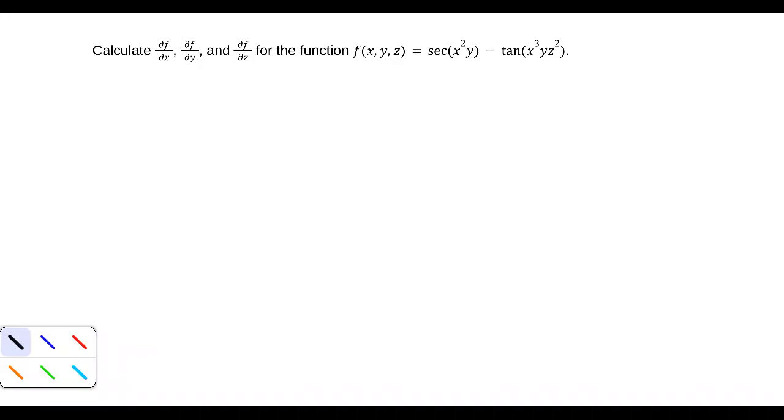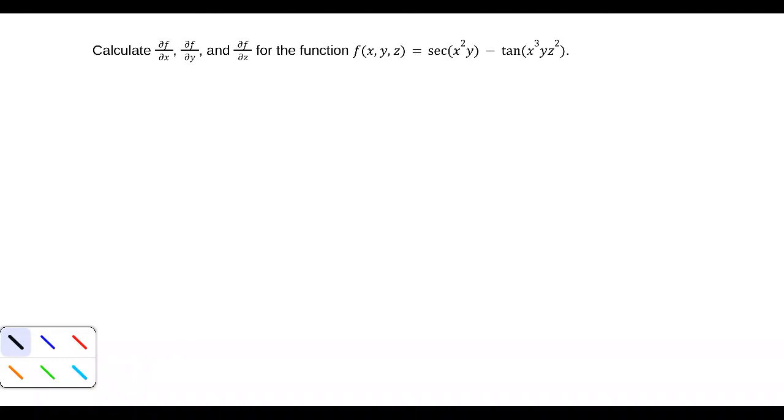Calculate the partial of f with respect to x, the partial of f with respect to y, and the partial of f with respect to z for the function f of x, y, z equal to secant, parentheses, x squared times y, close parentheses, minus tangent, open parentheses, x cubed times y times z squared, close parentheses.